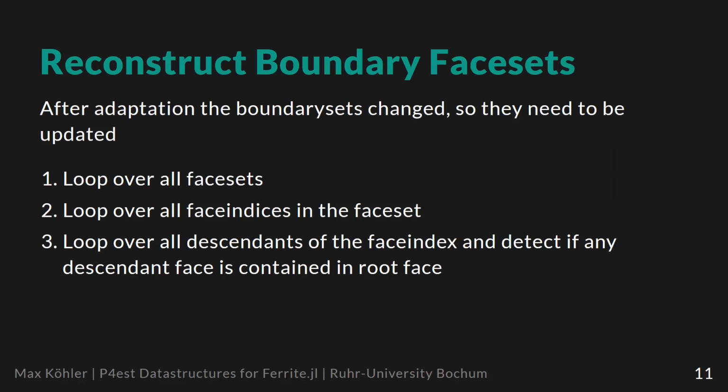Yeah, I'm almost done. I also implemented, which is quite important, the reconstruction of the boundary face sets, because if you have Dirichlet boundary conditions and you introduce new octants and therefore new cells into your grid, then your Dirichlet boundary conditions need to adapt accordingly. So you introduce new faces that need to be constrained, or new nodes on the faces that need to be constrained. And for this you need to reconstruct a boundary face set whenever you are done with your adaptation.